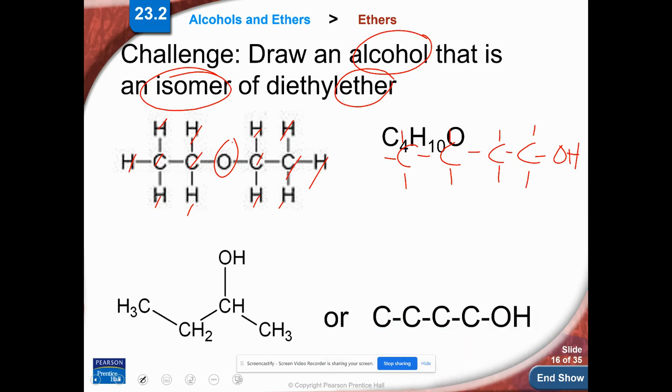And then here is, right? There's more than one place I could do that, right? I could put the OH on the end, or I could have put the OH here, right? There's different places I could have done it. So there were 3 possible isomers.